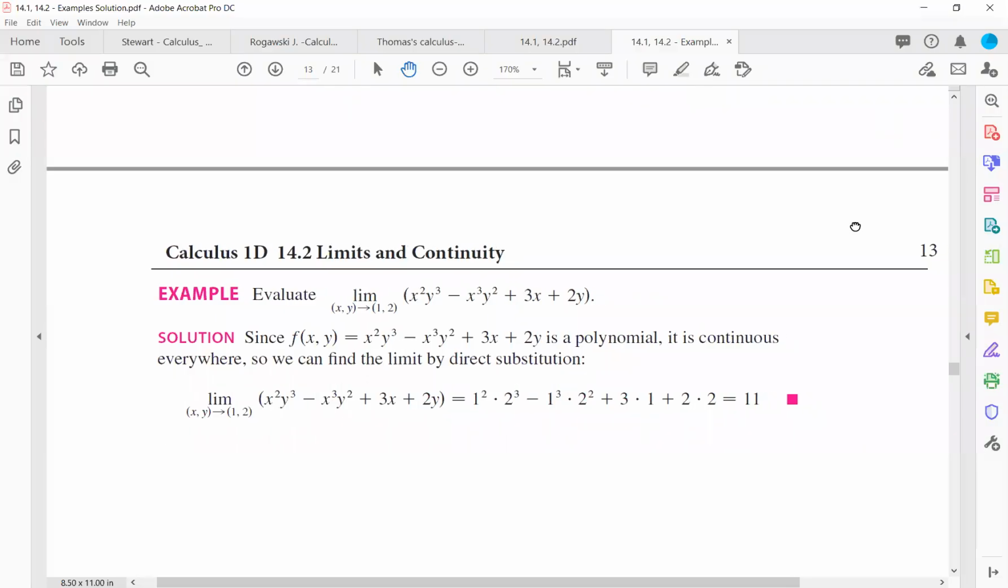Very well, by plugging these two values into the function, the outcome of the function is going to be 11. What's the meaning of that? It means that the limit of this polynomial function when x and y go to 1 and 2 is equal to 11.